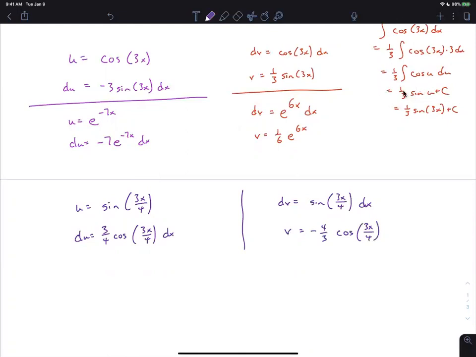If it's going to mess you up to do it in your head, then you do the u sub on the side like I did here. But within integration by parts, you want to just go from dv to v, and then that will be it. Does that make sense? Any questions on that?